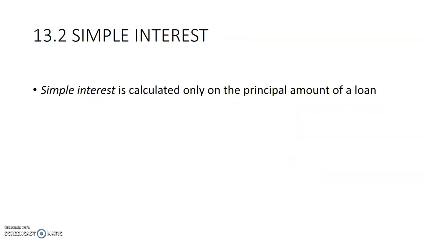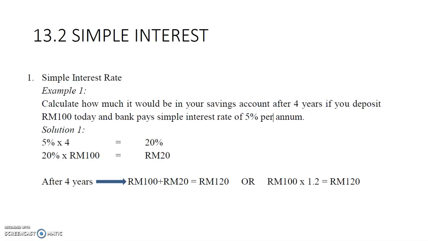Now there are two interests. The first one is simple interest, the second one is compound interest. Simple interest is a very, very simple calculation. This is when you buy a house or a car, they call it straight line as well. Simple interest is calculated only on the principal amount of the loan. What does it mean?